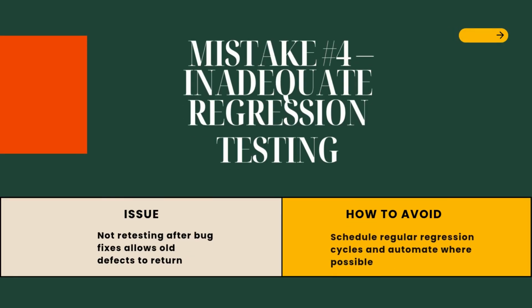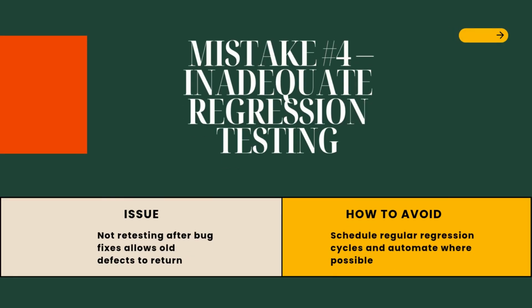Let's see mistake 4, inadequate regression testing. Skipping regression testing after bug fixes can lead to old problems coming back. Regular retesting, ideally automated, helps ensure previous bugs don't reappear and new changes don't break existing features.